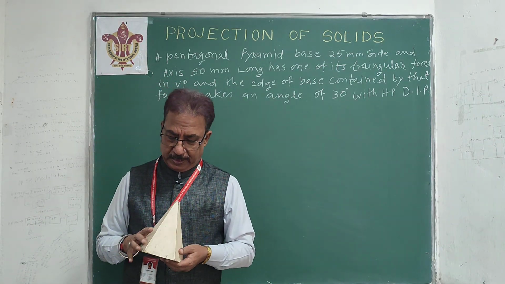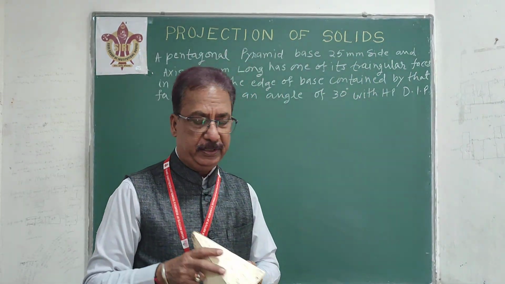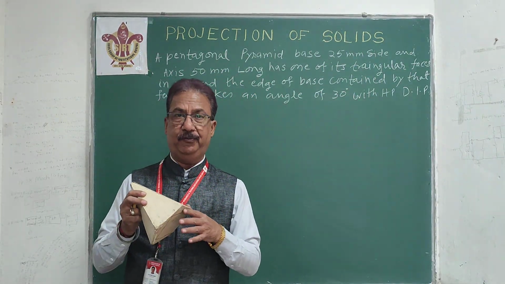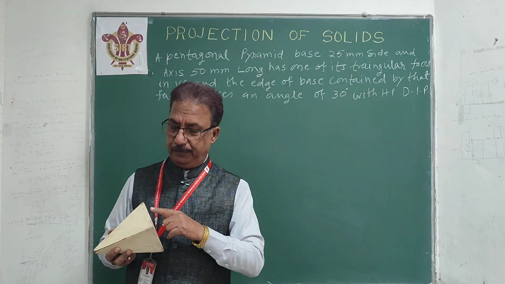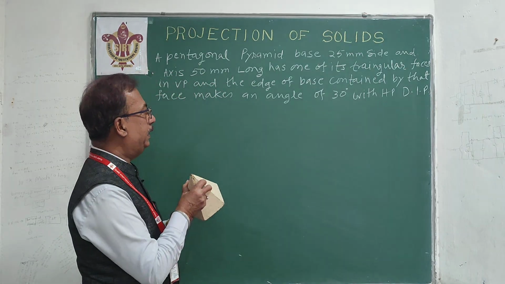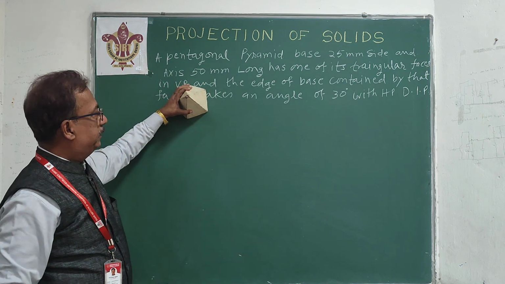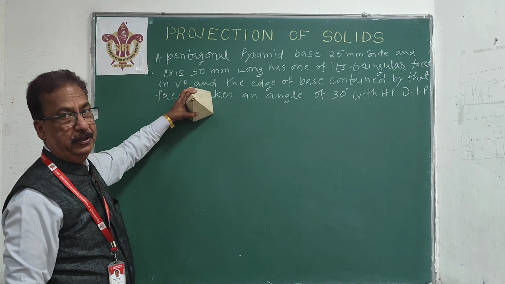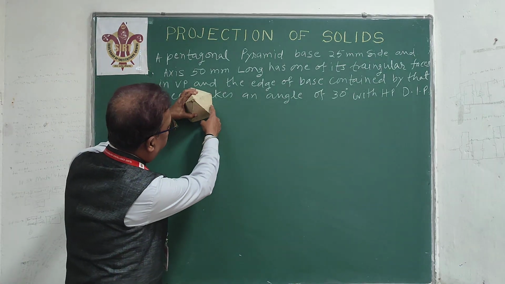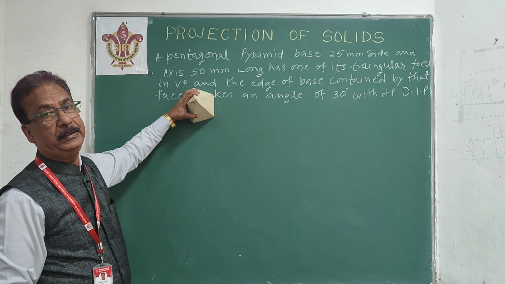If you want to start this problem, as I discussed earlier, whenever they say triangular face on VP, the better option is to start with the base on the VP concept. So in the beginning I am going to hold this pyramid like this, so that the base will be on the VP and one of the base sides perpendicular to the HP. So that will be the side concept.